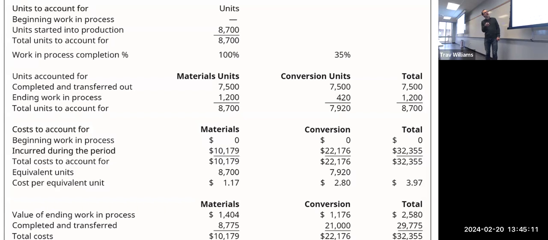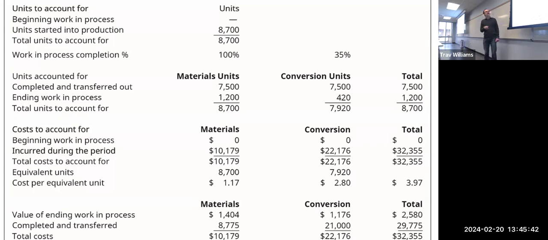As I mentioned, the materials column is always the same as the total column. Sometimes they get moved around. They're not necessarily in the same order, but they're always the same information, regardless of where they are on the page. And that top column is always the same all the way across, right? The units that got completed and transferred out had to all be converted.